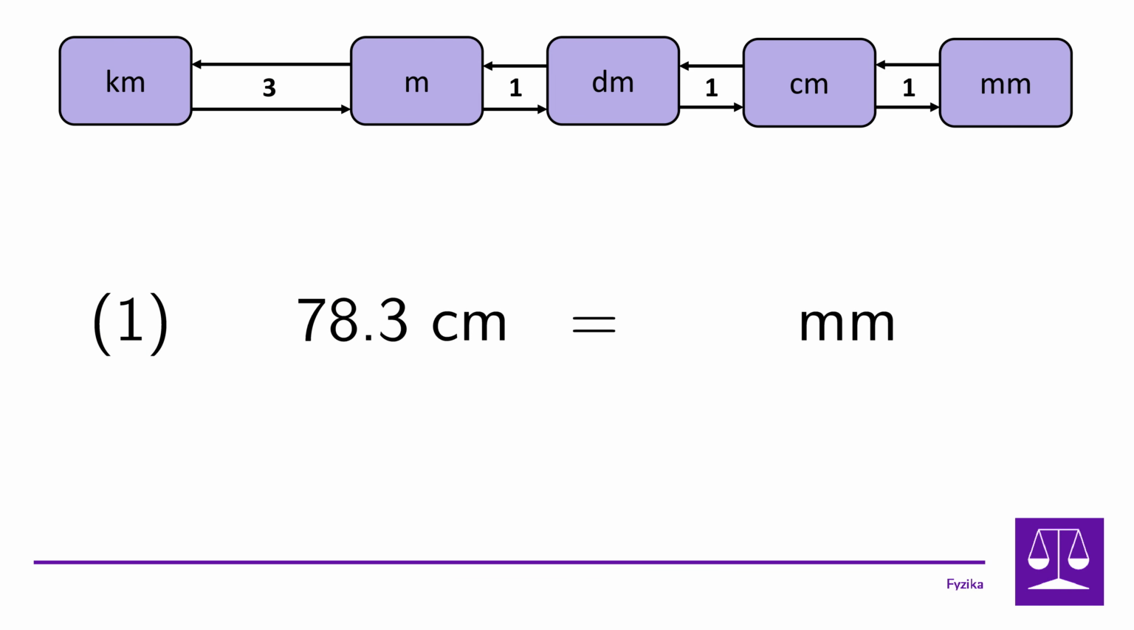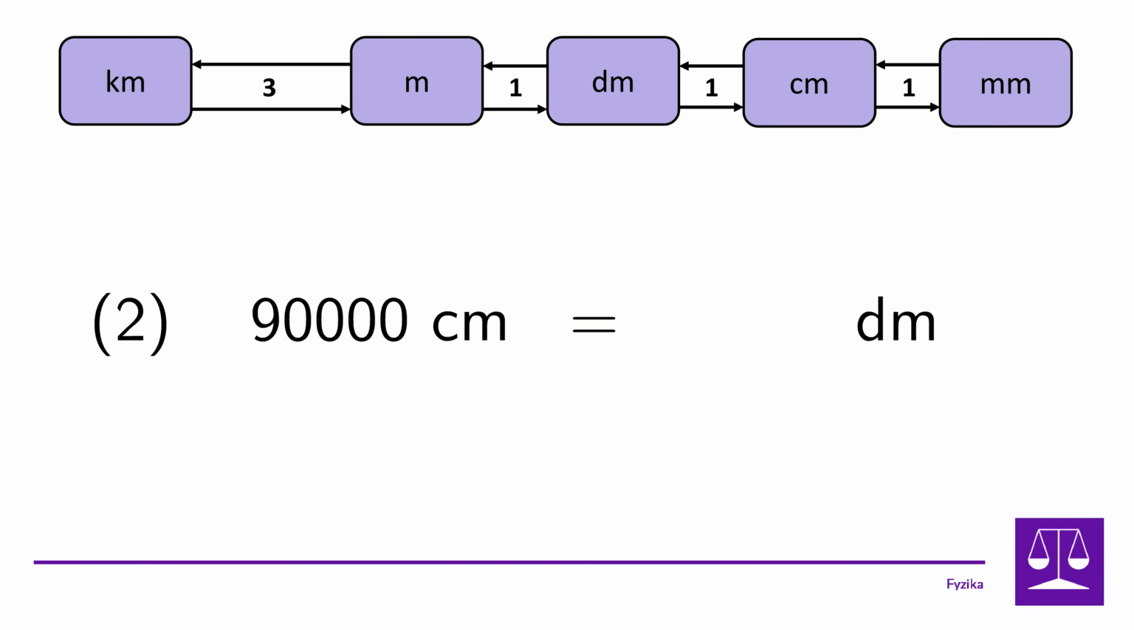For the first conversion, we have to convert 78.3 centimeters to millimeters. Since our task will be to move the decimal point, we will first highlight it. We are supposed to convert centimeters to millimeters, which in the conversion chart means we will move to the right and 1 place. So we take the decimal point and move it 1 digit to the right. The resulting value is 783 with a period at the end. If we do not have any digits in the decimal places, then we do not need to write a dot. The result is that 78.3 centimeters is 783 millimeters. This completes the first conversion.